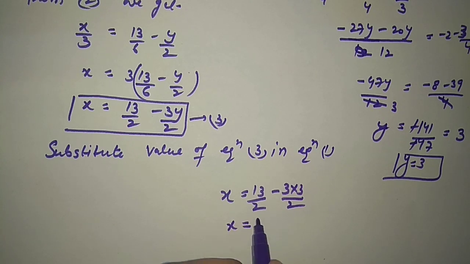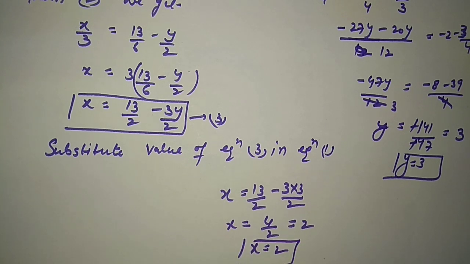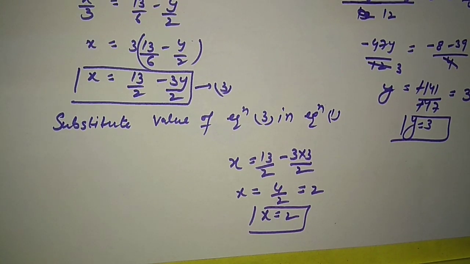equals to 13 by 2 minus 9 by 2, that is 4 by 2, that is 2. So x is equals to 2. This is our required solution. X is equals to 2 and y is equal to 3. So this is our substitution method.